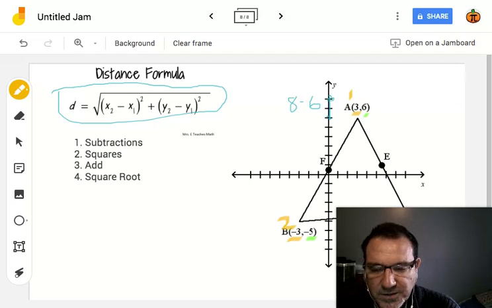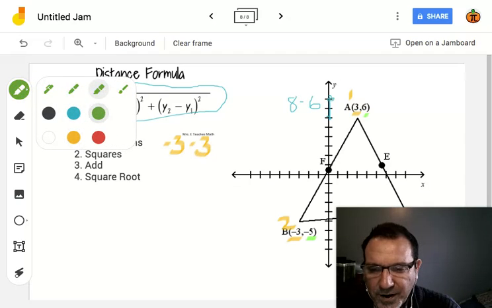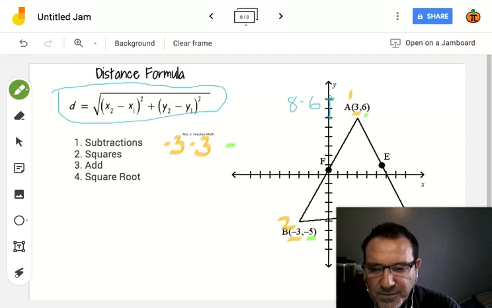Okay, so x sub 2, so the x of the second point would be negative 3. And then I'm going to subtract the x of the first point. That's 3. And I'm going to do the same thing with the y's. I'm going to take the y of the second point and subtract the y of the first point.